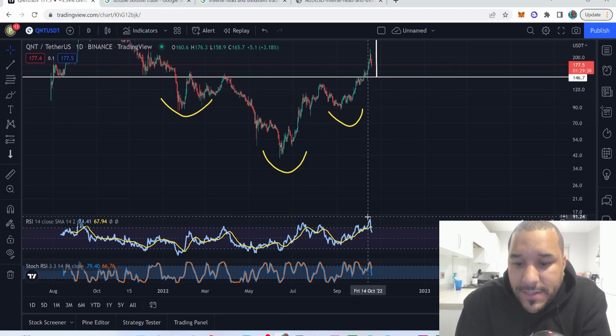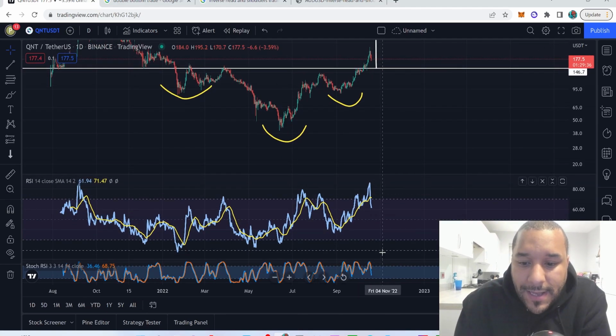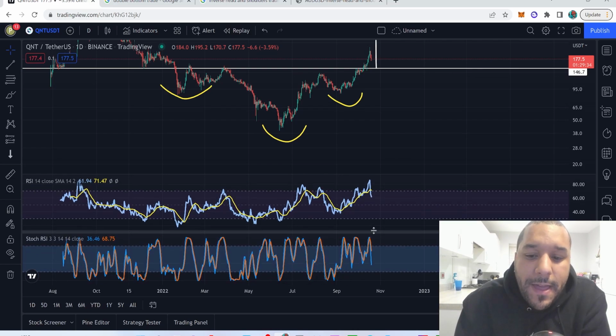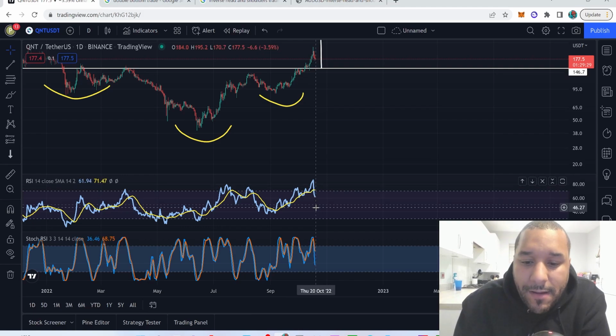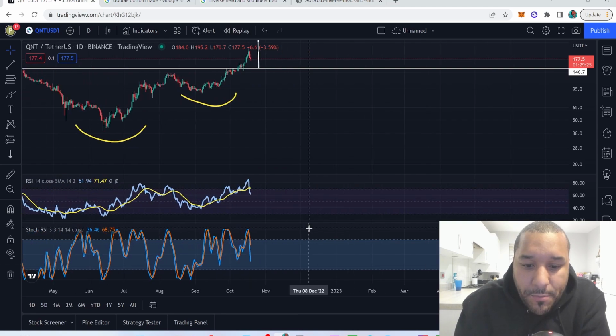Let's just take a quick look at this here, because we've got the RSI and the stochastic RSI giving us a different picture right now. It shows that price has been overbought. So you see the RSI coming down. You've got the stochastic RSI coming down. So the sell pressure, sell momentum is coming down.